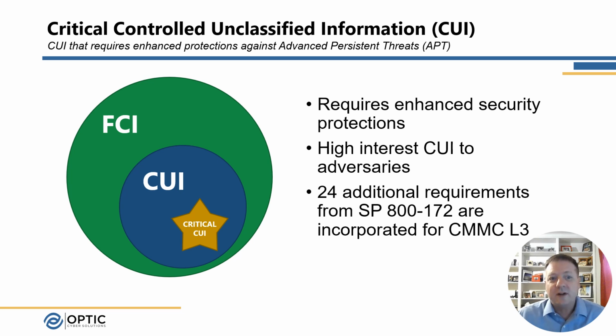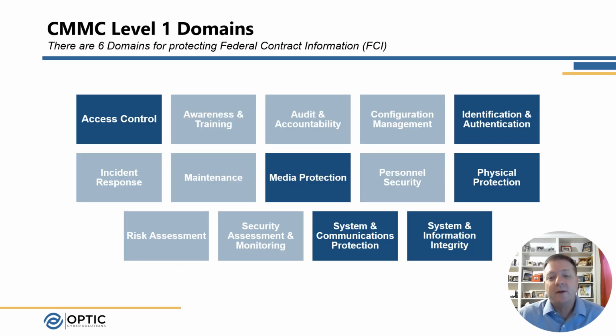So if you don't know what type of data you have today, it would be wise to start looking into this now. And if you're not sure, reach out to your contracting officer or primes to get some clarity. We've been working with companies to help them better understand what they have, and it typically takes quite some time to straighten out. So now that we understand a little bit more about the different types of data that CMMC is trying to protect, we need to understand more about the requirements.